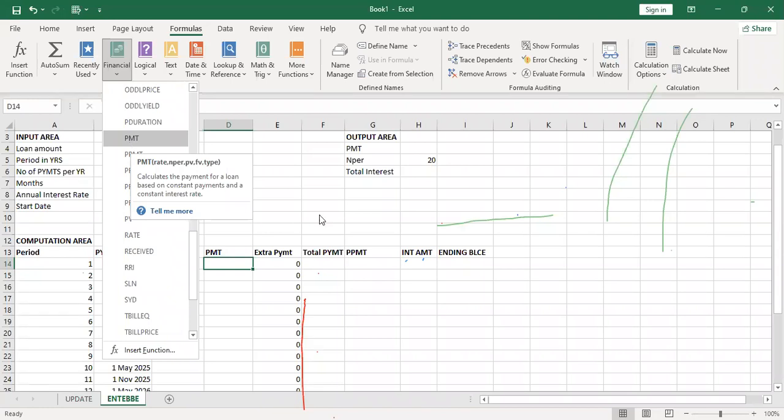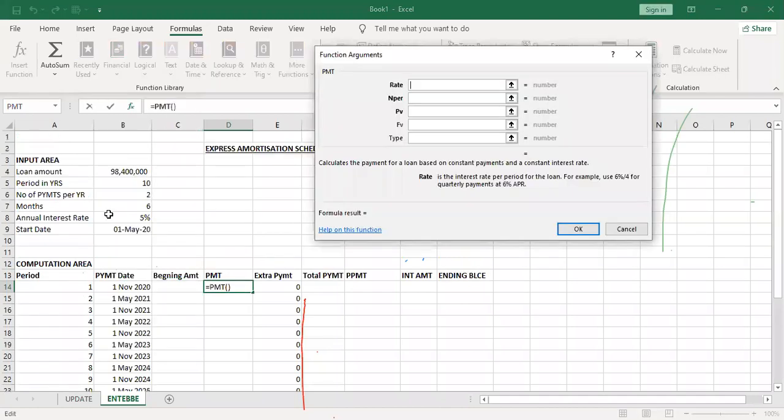Now, when you click on PMT, we go to the rate. Rate, click on the annual interest rate, which is 5%. Divide by slash, and then you click on number of payments per year. Then after that, highlight these values in the function arguments and press F4, or Fn and F4 if your laptop requires it, to fix these cells.